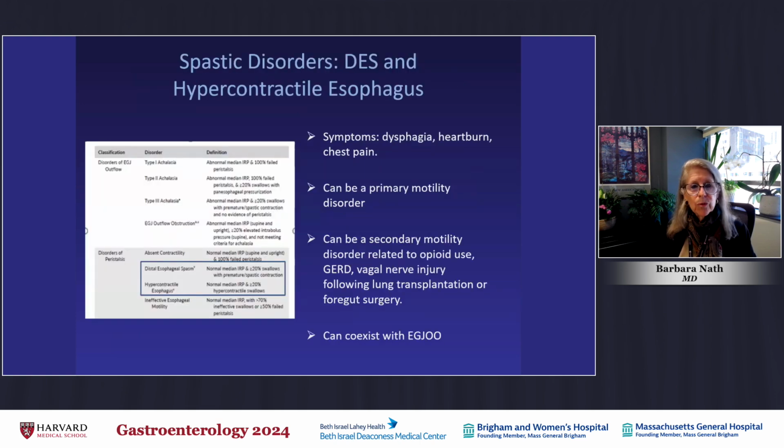Turning now to the spastic disorders of the esophagus, that is distal esophageal spasm and hypercontractile esophagus. And just like EGJ outflow, they can be a primary motility disorder or secondary; related to GERD and vagal nerve injury are the 2 most common causes. And the symptoms are typically the same as we've been looking at for virtually every category: dysphagia, heartburn, or chest pain. And importantly, these disorders can coexist with EGJ outflow.